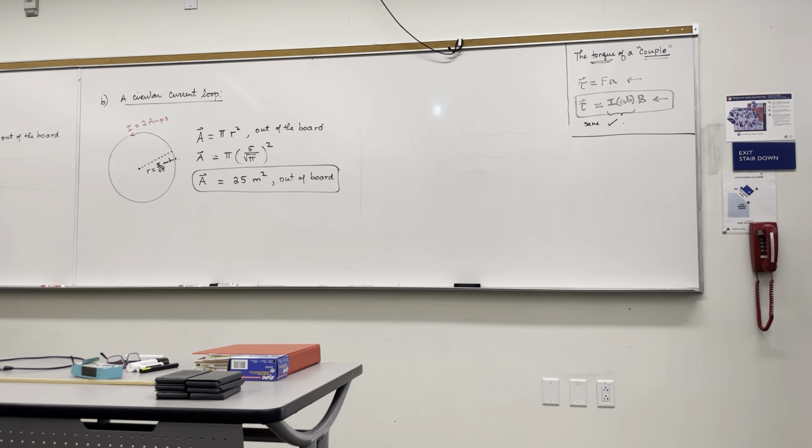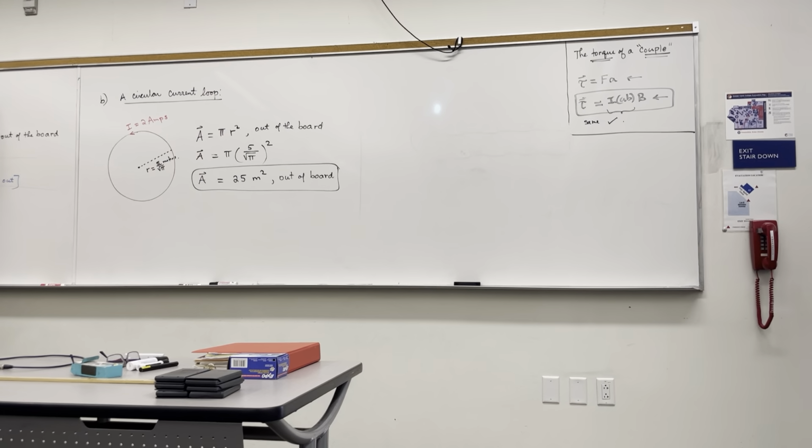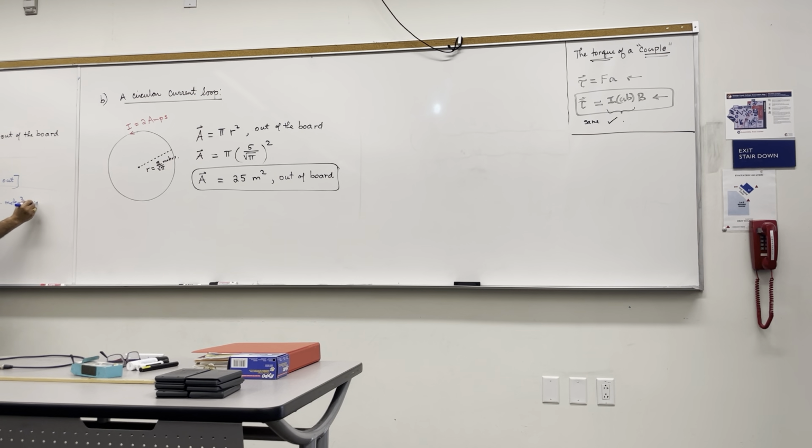So what would mu be for this loop? It would be I times A. The current is 4 and A is 6 meters squared, out. So this is going to be 24, and the units would be amps meters squared, and the direction is out of the board. Isn't that a simple quantity to calculate?